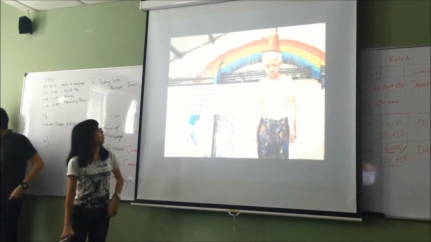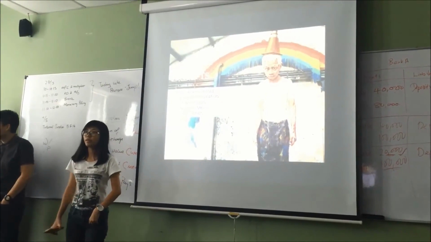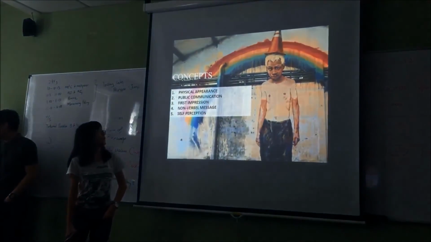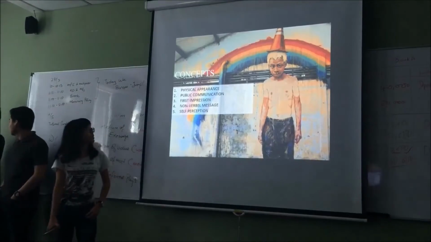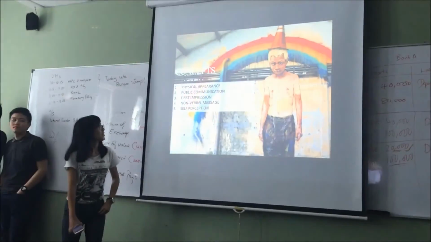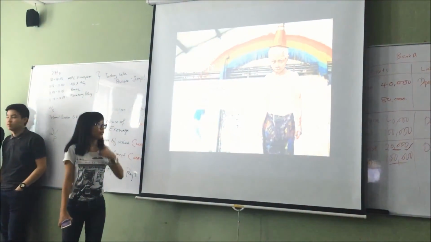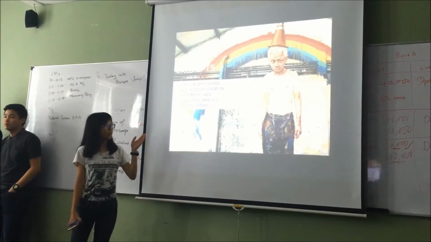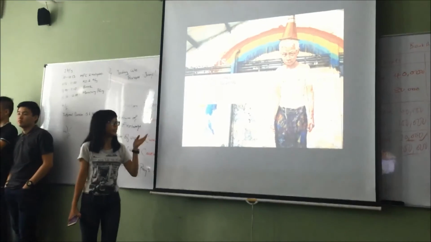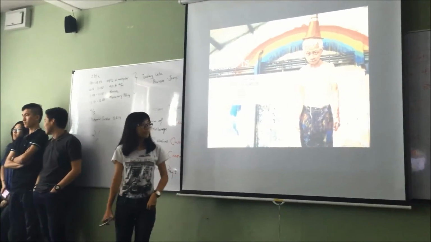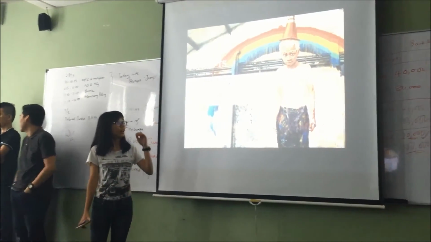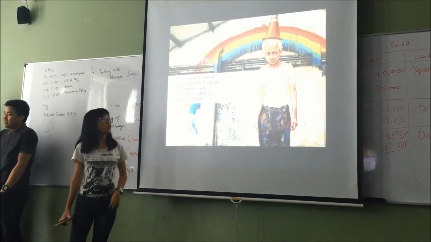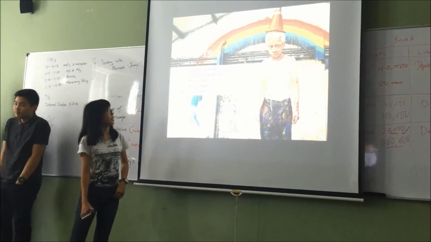So now I'm saying the 5 concepts. The first one is physical appearance. With the paint dirt on the pants, the boy represents Ernest when he was a young boy. A rainbow arches behind him, showing his passion in art and in his life.